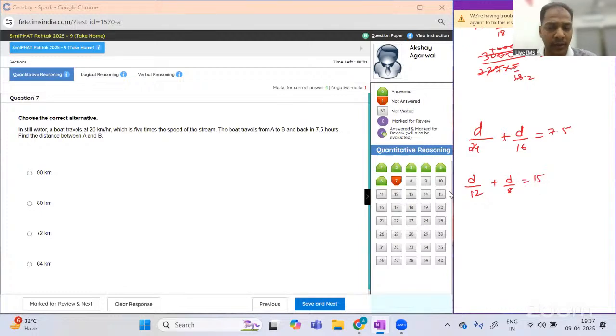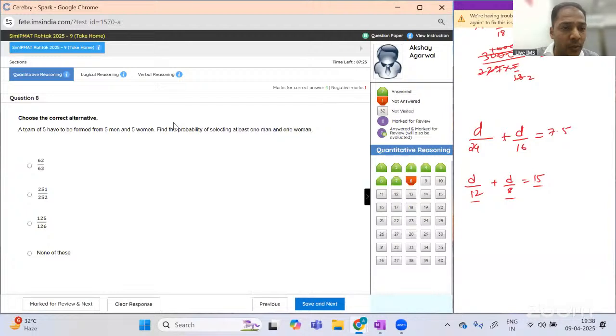I'll look at the options and quickly check. D should be divisible by both 12 and 8. Boat in still water travels at 5 times the speed of the stream. Boat travels from A to B and back in 7.5 hours. Distance upon speed and distance upon speed. Time taken for upstream and downstream was 7.5 hours. Multiplying throughout by 2, D by 12 plus D by 8 should be 15. So if I take D to be 72, it satisfies this equation completely. Answer is option C. Moving on.